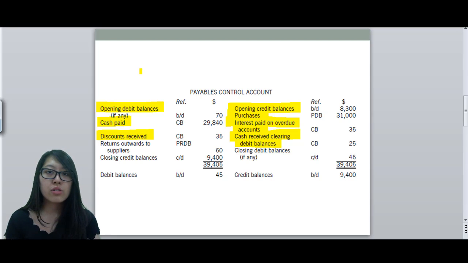Discounts received is similar to discounts allowed. In this case, we are the ones who are receiving the discounts, and what we owe to our trade payables is now reducing. That's why it's also on the debit side. Returns outwards to suppliers.